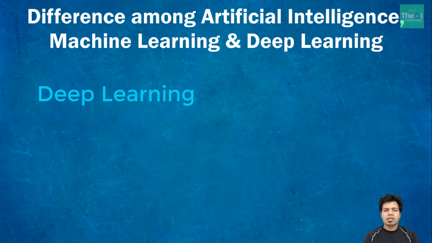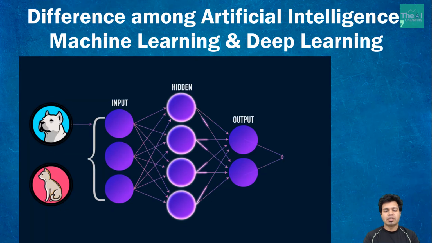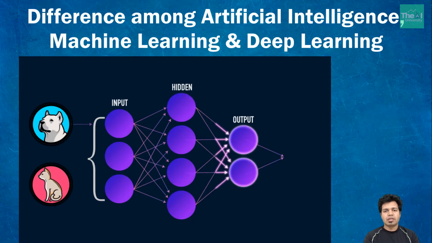In deep learning, the learning phase is done through a neural network. And a neural network is an architecture where the layers are stacked on top of each other, as you can see on the screen. So there is an input layer, then there is a hidden layer, and then there is an output layer, which are stacked on top of each other.